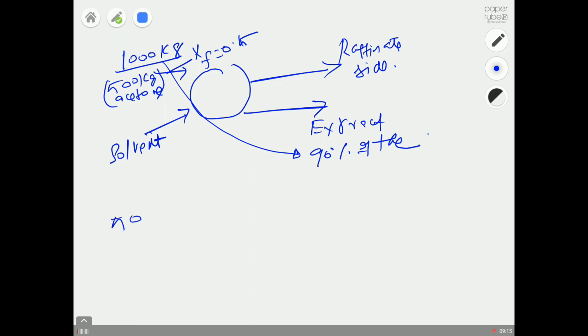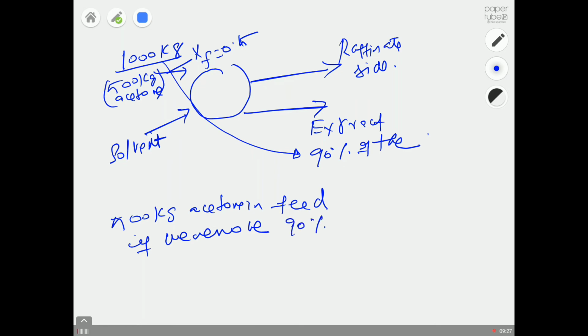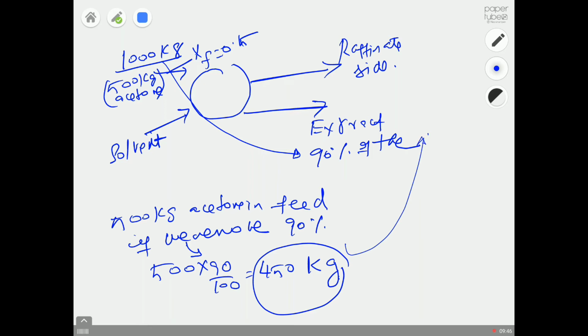Out of 500 kg of acetone in the feed, if we remove 90 percent, that will be equal to 500 times 90 by 100, that will be 450 kg. So this 450 kg will go to your E1, to your extract side, and your 50 kg will come to your raffinate side.